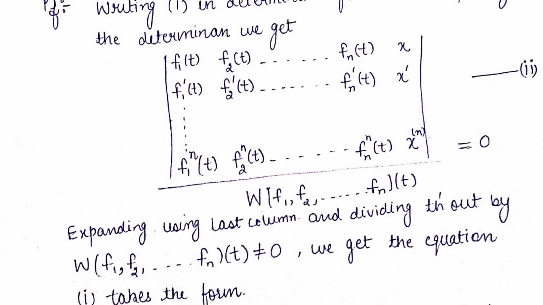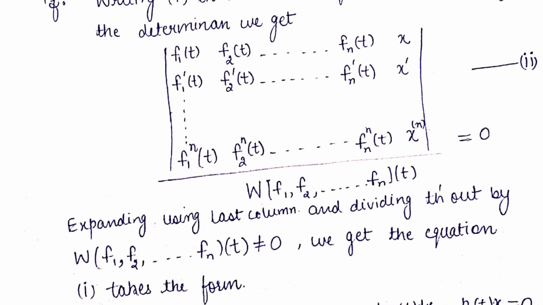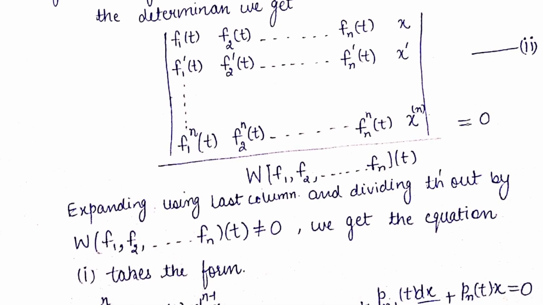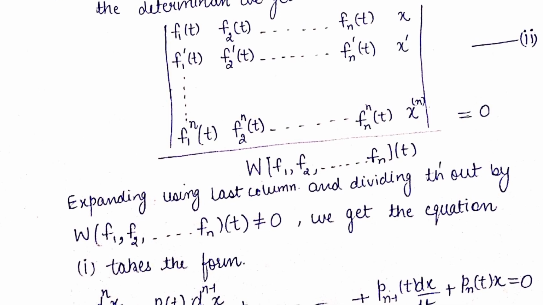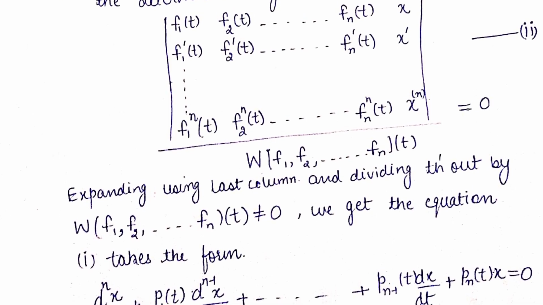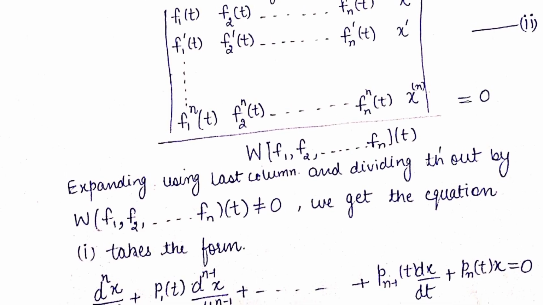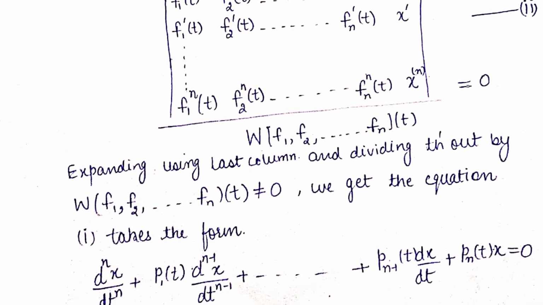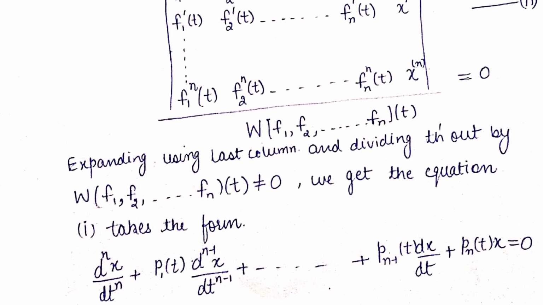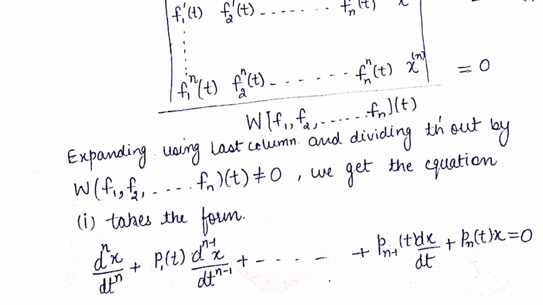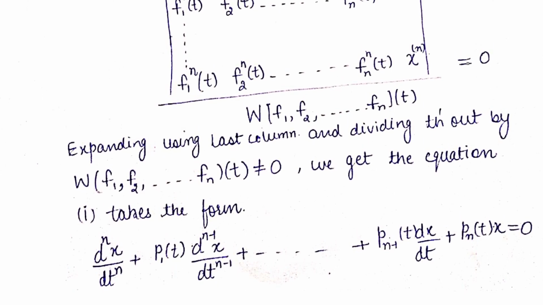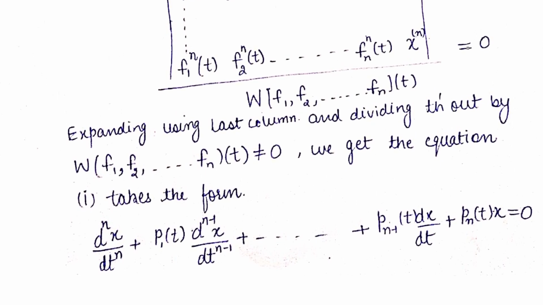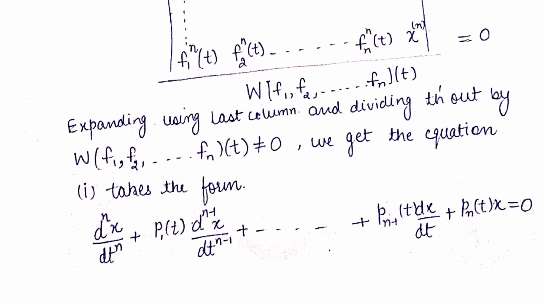dividing throughout by the Wronskian of f1, f2, fn, we get that equation 1 takes the form d^n x by dt^n plus p1(t) d^(n-1) x by dt^(n-1) plus, and so on, up to p_(n-1)(t) dx by dt plus pn(t) x is equal to 0. So equation 1 takes this form if we expand the determinant in the numerator by the last column and divide throughout by the Wronskian of f1, f2, fn at t.